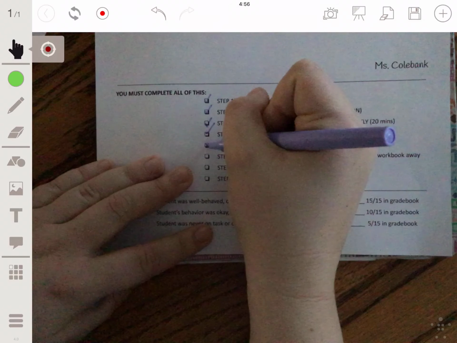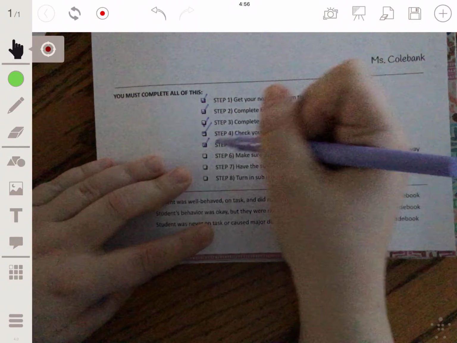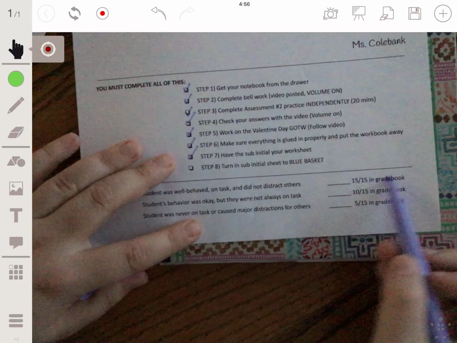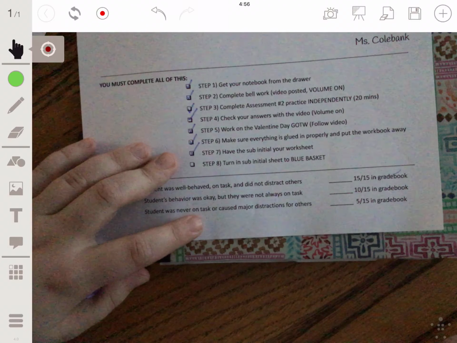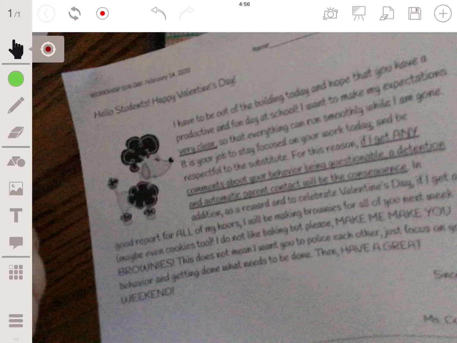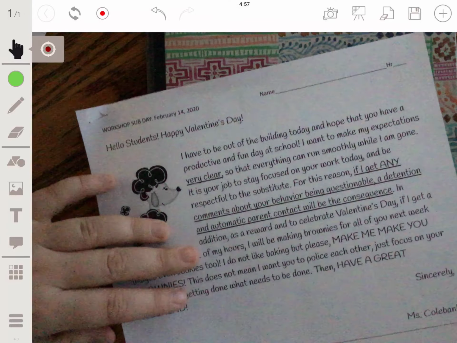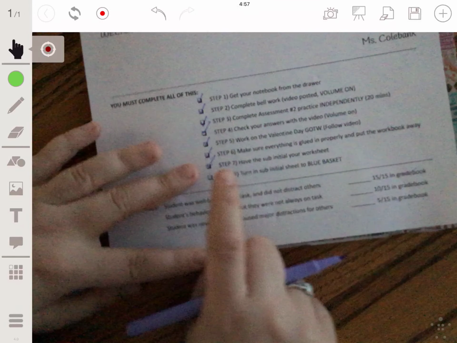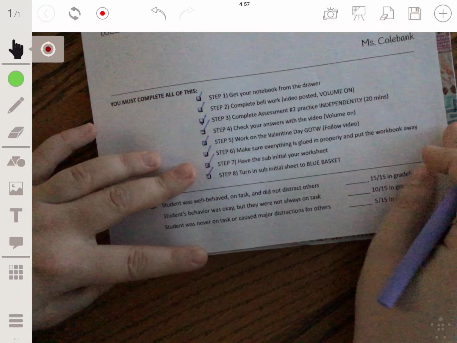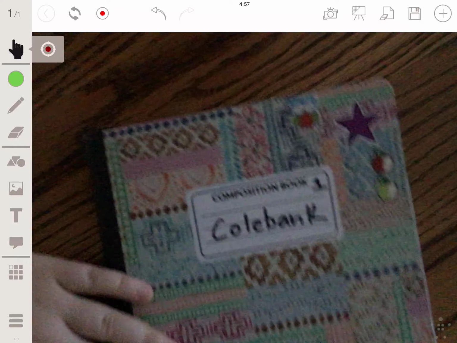Finish the graph of the week with this video. Make sure everything's glued in properly. Have the sub initial your worksheet. You have to have an initial down here for you to get any points for this activity. And then you're going to turn this piece of paper with your name on it into the basket. Okay, so turn it into the blue basket, and I will be checking your notebooks this weekend.